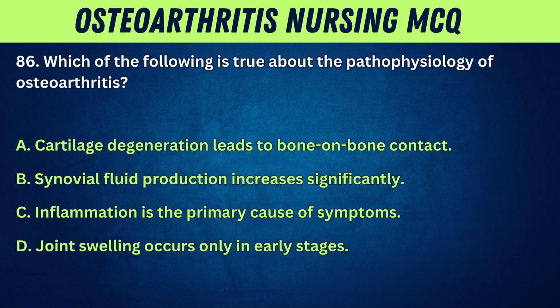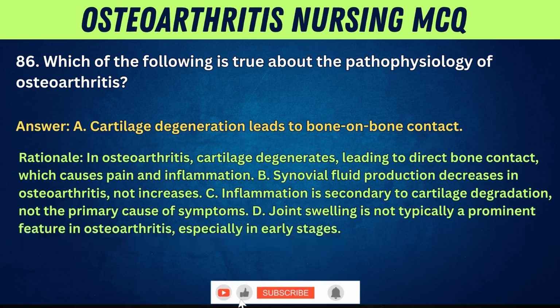86. Which of the following is true about the pathophysiology of osteoarthritis? A. Cartilage degeneration leads to bone-on-bone contact. B. Synovial fluid production increases significantly. C. Inflammation is the primary cause of symptoms. D. Joint swelling occurs only in early stages. Answer: A. Cartilage degeneration leads to bone-on-bone contact.